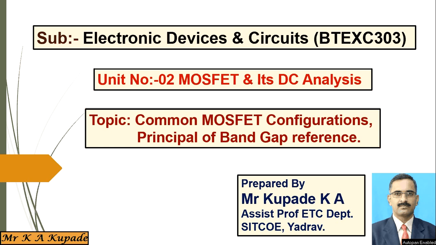And along with BJT, the transistor, diode and resistor, we discussed how the MOSFET is configured as the voltage reference circuit in various applications. That means how it can be configured, we discussed. Now in today's video lecture, we are going to discuss the next point, the principle of band gap reference, under the main topic of common MOSFET configuration.